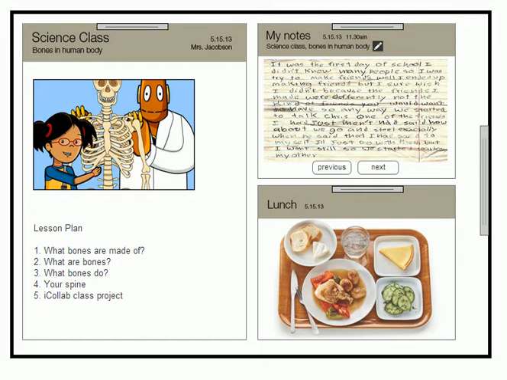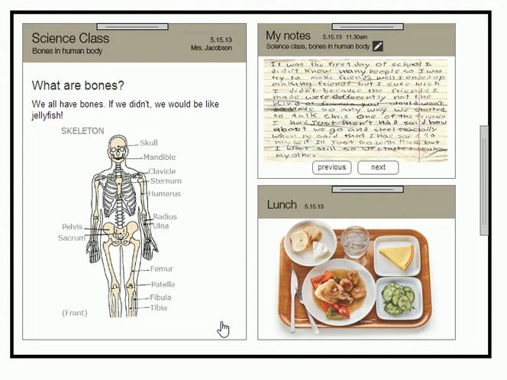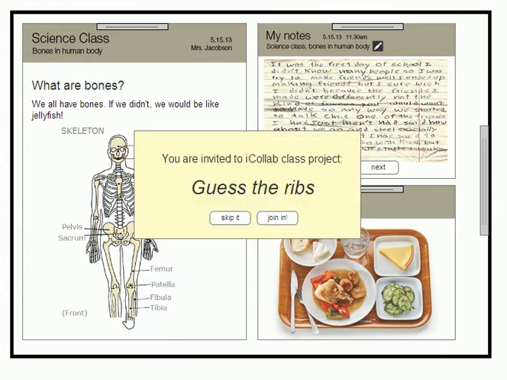The teacher starts explaining, starts talking about bones in the human body, since this is a subject of the science class today. She goes through the agenda, then she presents some slides about bones, what the bones are made of, and what the bones are. And after she finished explaining what the bones are, she invites everybody to participate in the class project called Guess the Ribs.